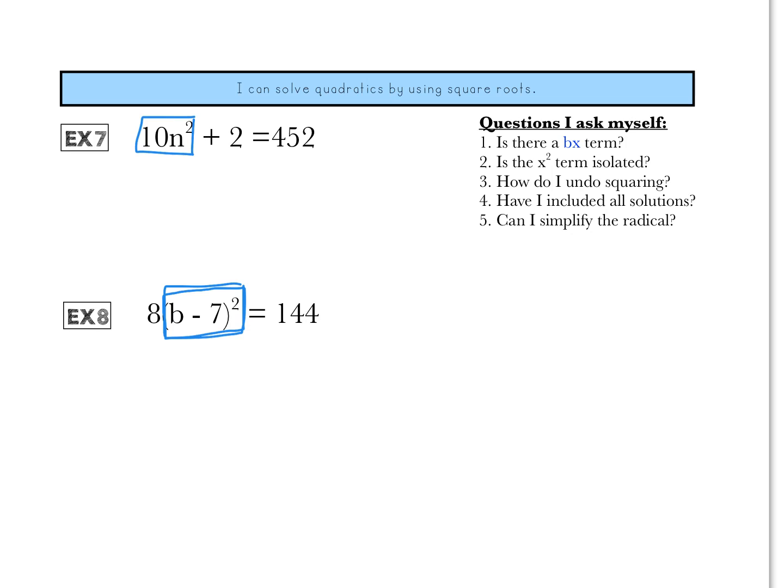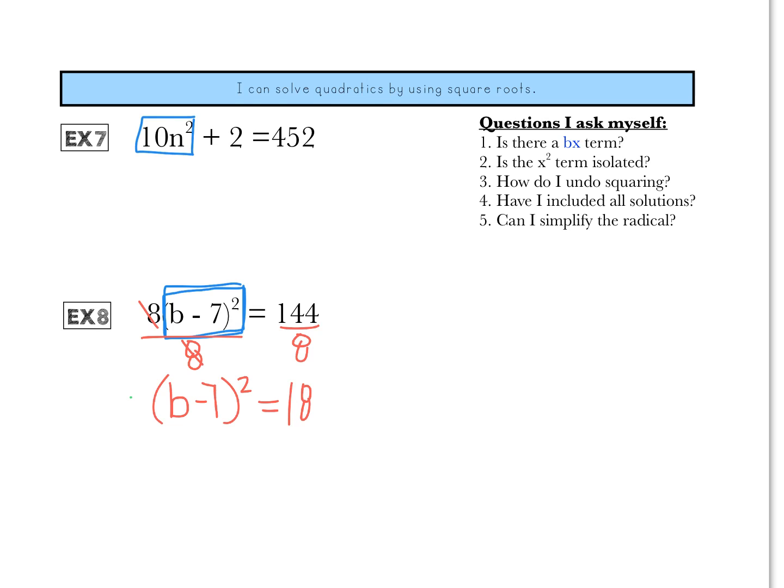And we're going to ask, is there a bx term? There's not, because I have a quadratic term, and then I have my constant over here. Is the x squared term isolated? Well, it's not, because I have an 8. So what's happening between the quadratic and the 8 is being multiplied. So to undo it, I'm going to divide. So on this side, I have b minus 7 squared equals 18.